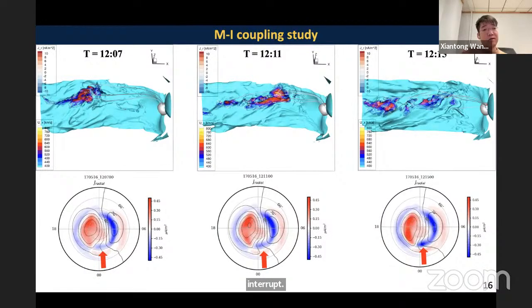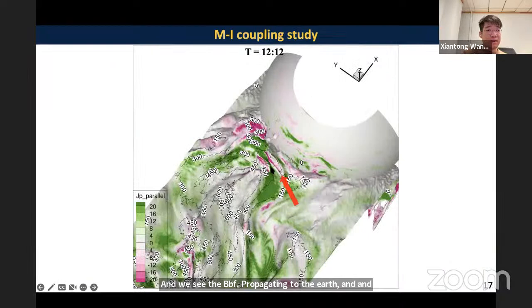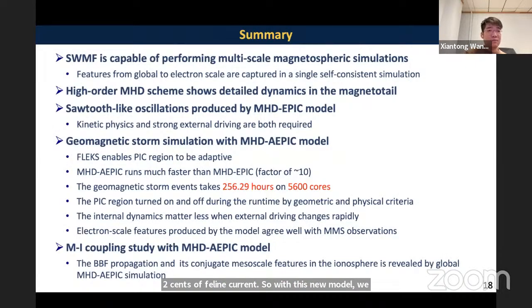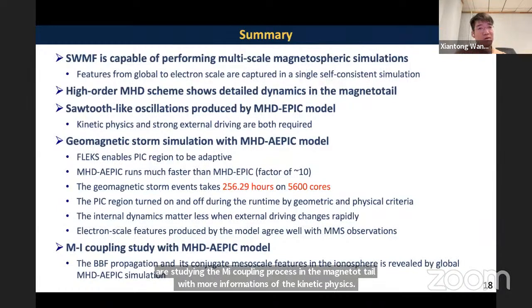Okay, so yeah, there's some ongoing work about the BBF propagation in the tail, and we see the BBF propagating to the Earth with a corresponding current wedge enhancement. And when we analyze the field line current features in the tail from the PIC results, we can see this region 1, region 2 sense of field line current. So with this new model, we'll study the MI coupling process in the magnetotail with more information of the kinetic physics. Yeah, so here is my summary slide. Now I'm happy to take questions.